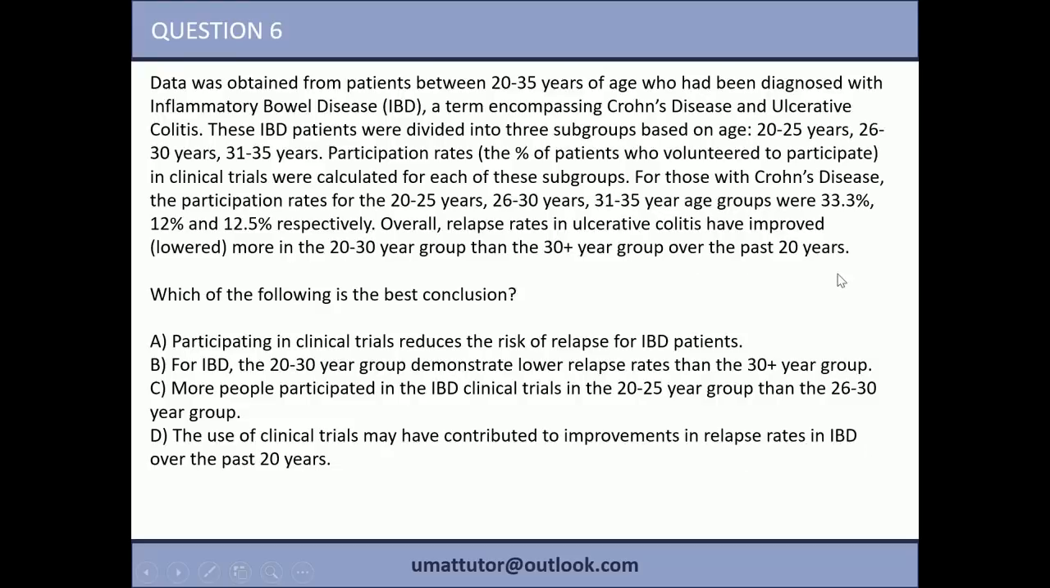sentence. And the wording of this option is very, very general. It's saying that they may have contributed to improvements. It's not saying it's the only thing that's contributed. It's just saying that it may have. So I think out of the 4, option D would be the best.